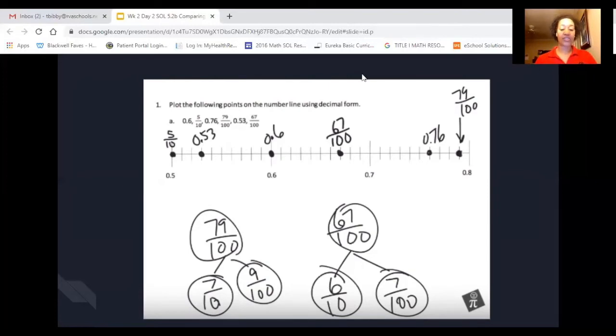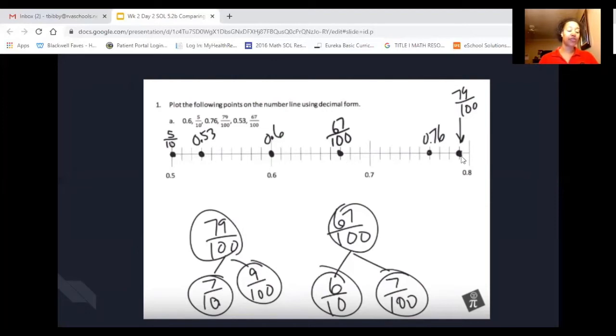We've now arranged our numbers in order from least to greatest. So we see that 5/10 is less than 53 hundredths, which is less than 6/10, which is less than 67 hundredths, which is less than 76 hundredths, which is less than 79 hundredths. So we have put our numbers in order from least to greatest using a number line.